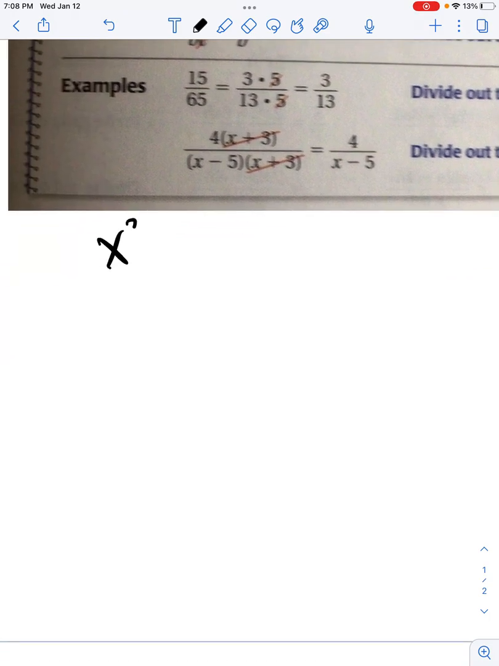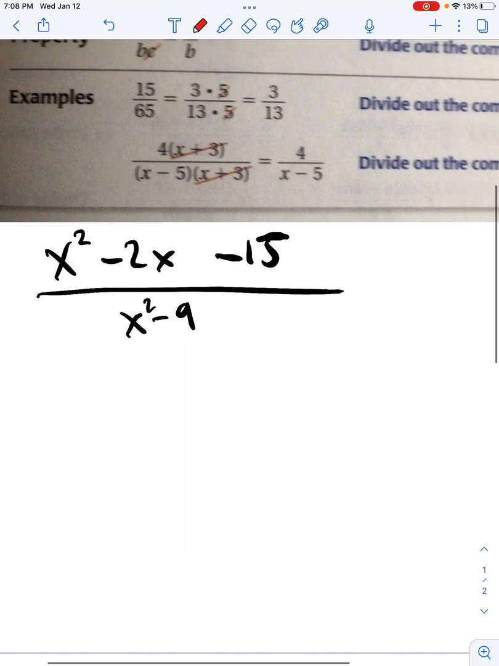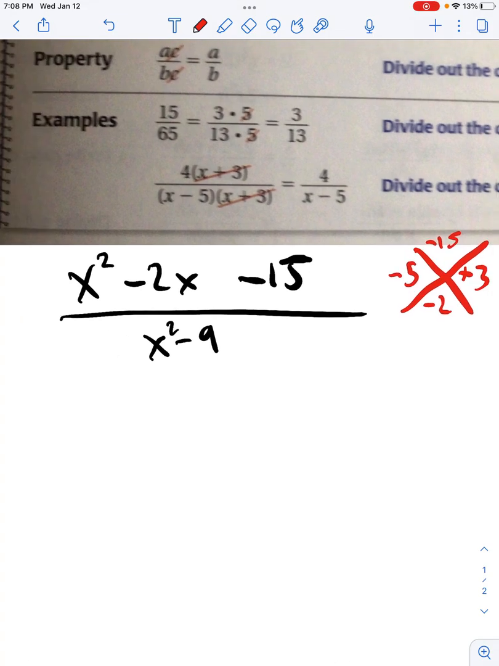So if we look at an example, let's say we want to simplify x squared minus 2x minus 15 all over x squared minus 9. Again, I'm going to have to do some side work. I'm going to have to figure out how I can simplify x squared minus 2x minus 15. So I'm going to think, what two numbers multiply to get negative 15 but add to get negative 2? The only way to get a negative product is to have one positive and one negative. So I could do one x with a negative 5 and my other x with a positive 3.